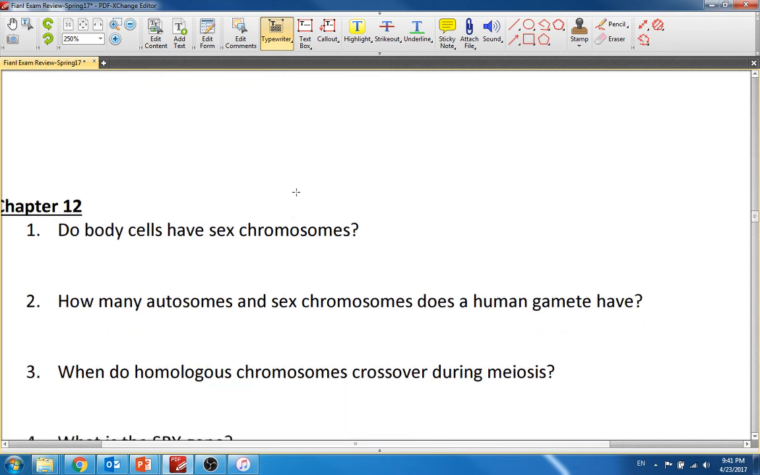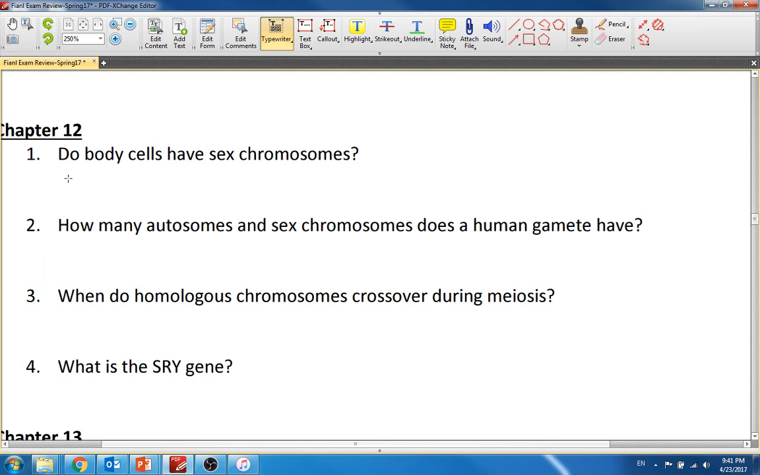Chapter 12. 1. Do body cells have sex chromosomes? The answer is yes. All the somatic cells in the human body have the exact same genetic makeup. All of them have 46 chromosomes, 23 from father, 23 from mother.